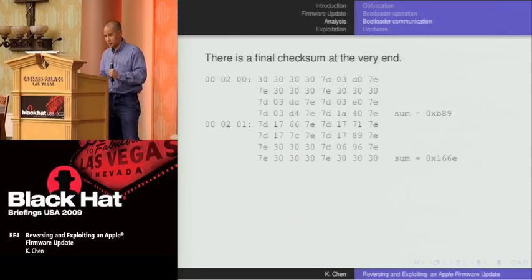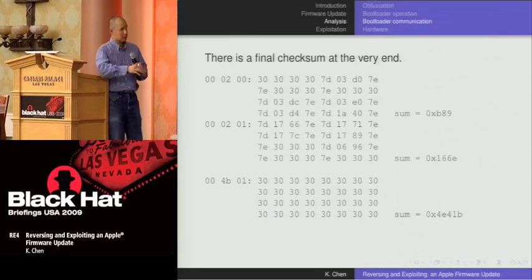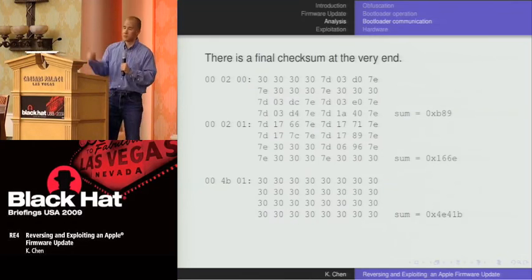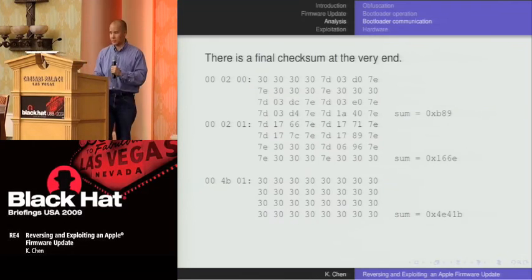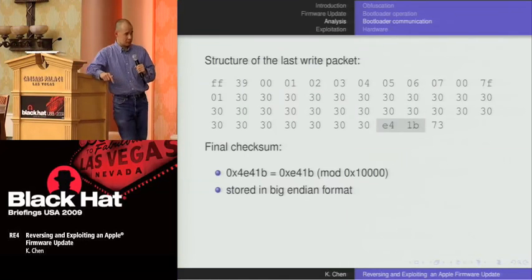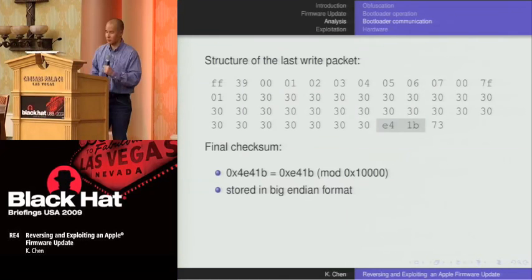And then if we look at this, if we keep adding up those 32-byte blocks and then add up the whole thing, we get 4E41B. There's an application checksum also. In addition to checking each packet, there's another checksum. In the very last write packet, the second to last and third to last bytes are used to store the final checksum. So you take the last 2 bytes and store that in big endian format.